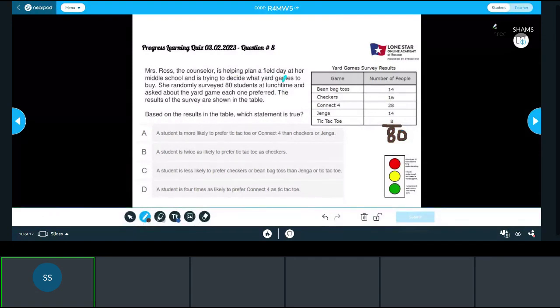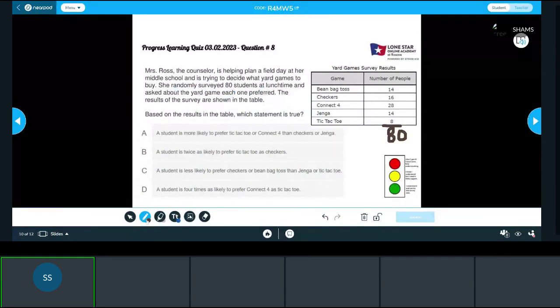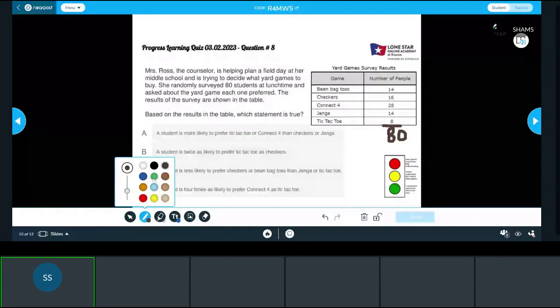Lunchtime, and asked about the yard game each one preferred. The results of the survey are shown in the table. Based on the results in the table, which statement is true? This time we're looking for a true statement.